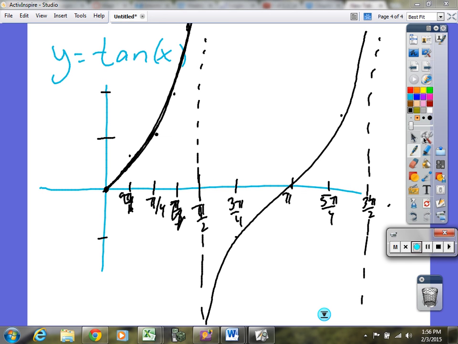Why isn't pi an asymptote? Asymptote, no, because look at the point. What's the coordinate on our unit circle at pi? Negative 1, 0, correct? What is tangent on a coordinate? Y over x. What's 0 over negative 1? 0. And 2 pi would also be at 0 as well.